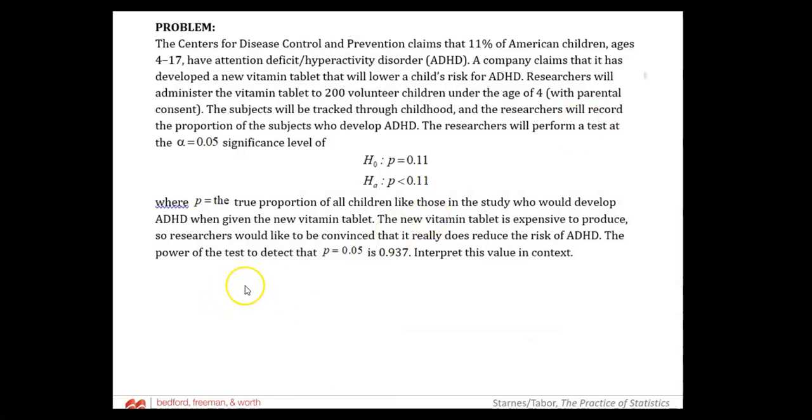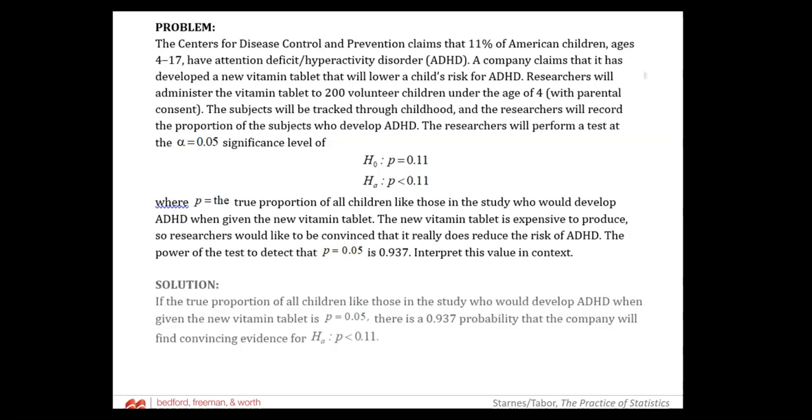So given that the true proportion of folks with ADHD is P equals 0.05, that's what they said, there's a 93.7% chance that the alternate is true. I believe that's it. Let's see what they said.